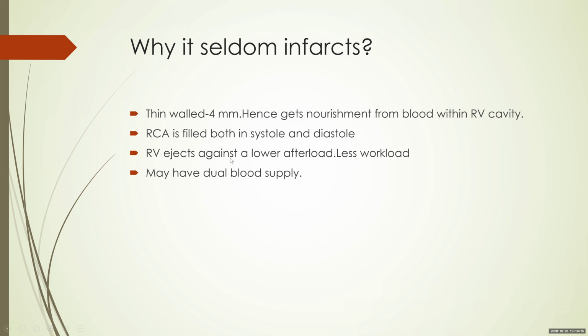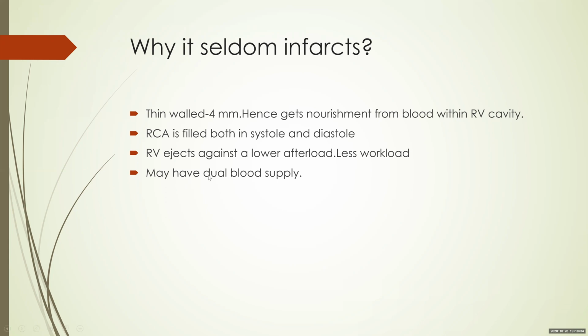Three, the RV ejects against a lower afterload. Because the pulmonary artery pressure is around 25/10, the RV has to eject against a lower resistance compared to the LV, which ejects against the aortic pressure of 120/80. Hence, you have a lower workload, thereby a lower myocardial oxygen demand.